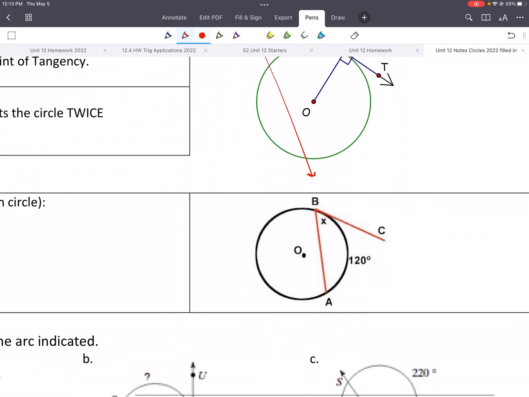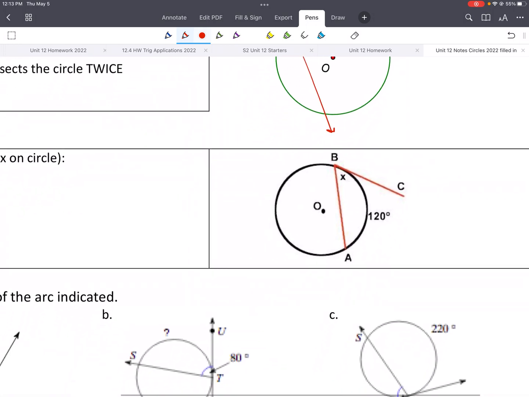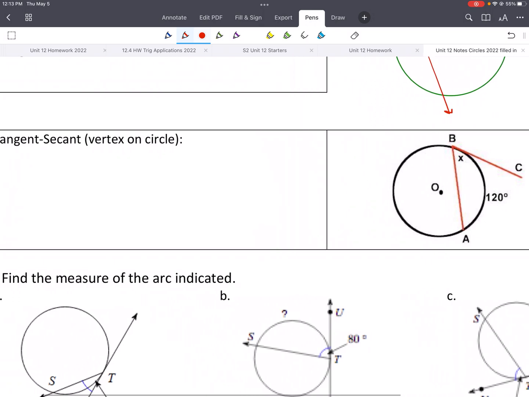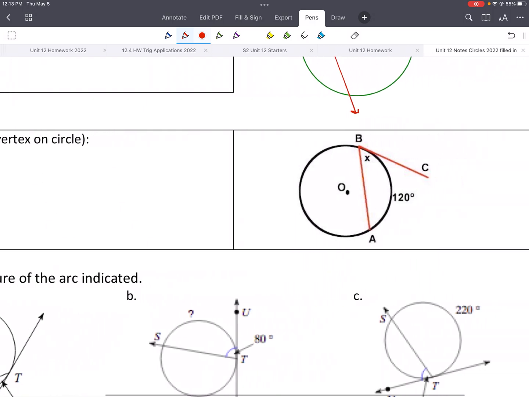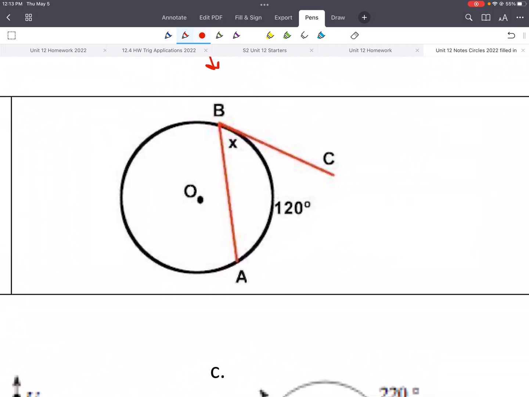So now that we've talked about tangents and secants, we can talk about these types of problems where we have a tangent and a secant where the vertex is on the circle. So we've already talked about when we've had angles on the circle. Again, that's called an inscribed angle. And we also know the relationship between those. So what we wrote down was 2 times the inscribed angle is equal to the arc. That's just what we did last time for the second half of our lesson.